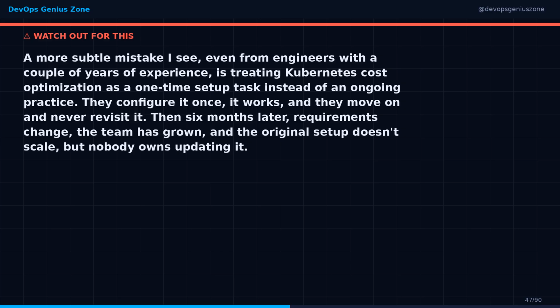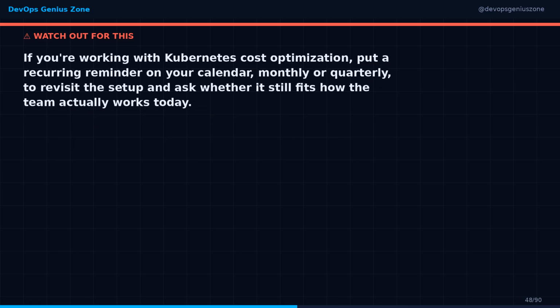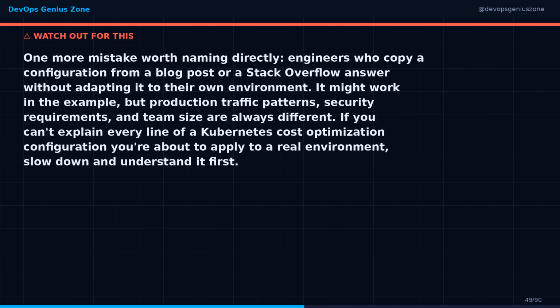One more mistake worth naming directly: engineers who copy a configuration from a blog post or a Stack Overflow answer without adapting it to their own environment. It might work in the example, but production traffic patterns, security requirements, and team size are always different. If you can't explain every line of a Kubernetes cost optimization configuration you're about to apply to a real environment, slow down and understand it first. That single habit will save you from more incidents than almost anything else on this list.